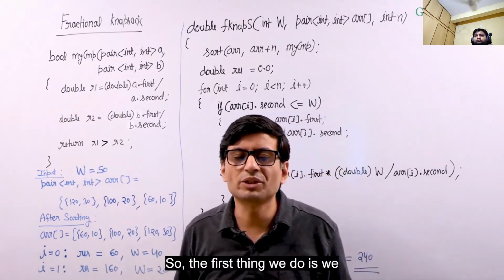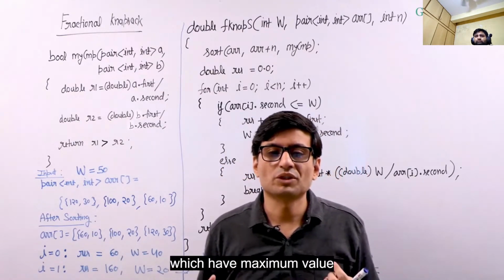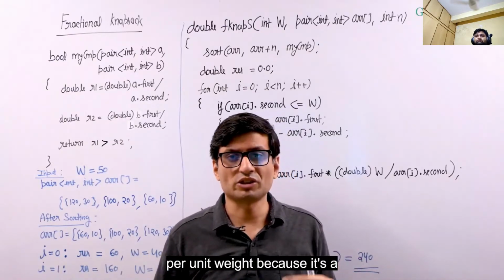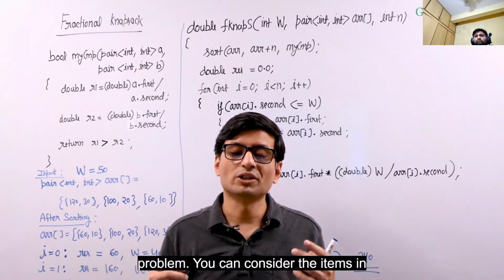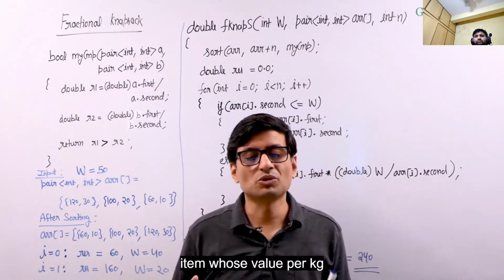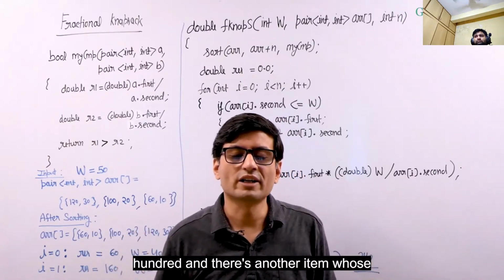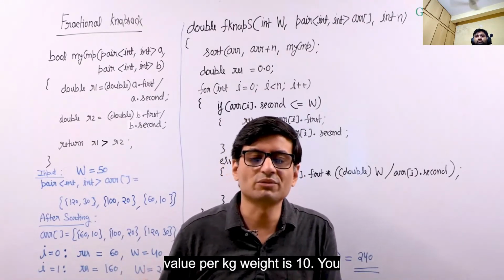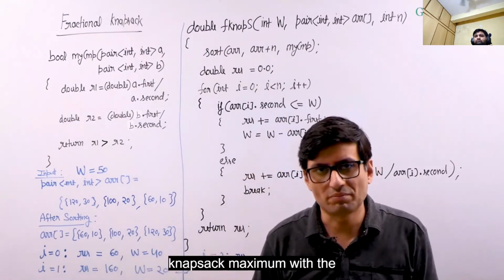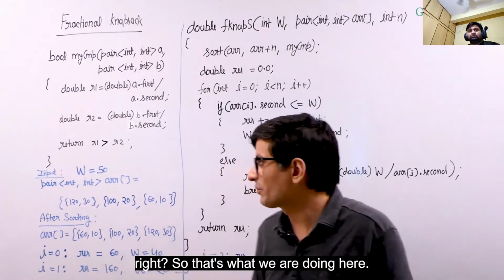So the first thing we do is we try to find out items which have maximum value per unit weight. Because it's a fractional knapsack problem, you can consider the items in the powder form. So if there is an item whose value per kg is 100 and there is another item whose value per kg weight is 10, you will obviously try to fill your knapsack maximum with the value per weight 100 kg item, right? So that's what we are doing here.